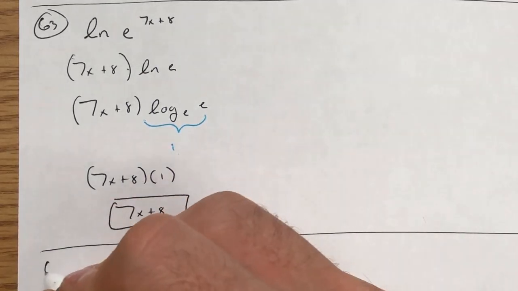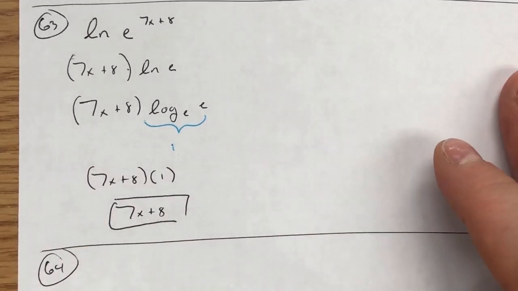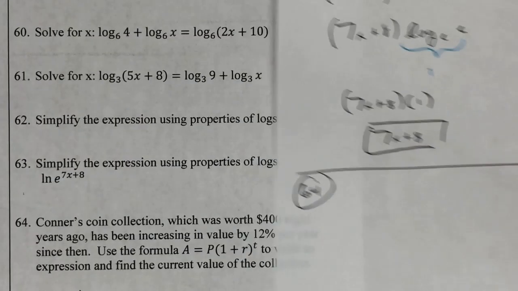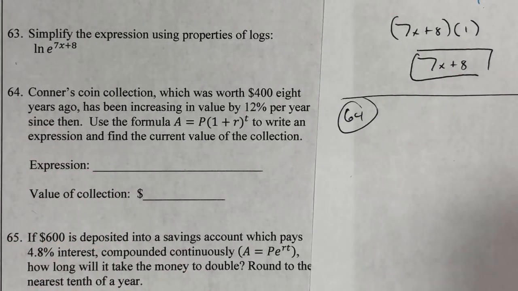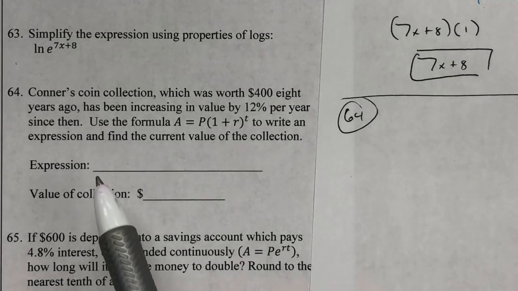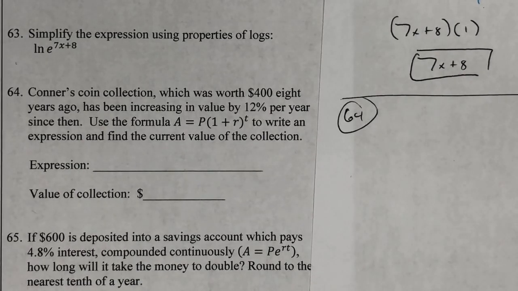That was 63. Let's take a look at 64. Okay. So Connor's coin collection, which was worth $400 8 years ago, has been increasing in value by 12% per year since then. Use the formula A equals P times 1 plus r, all raised to the t power, to write an expression and find the current value of the collection. What's my expression? What's my value of the collection?